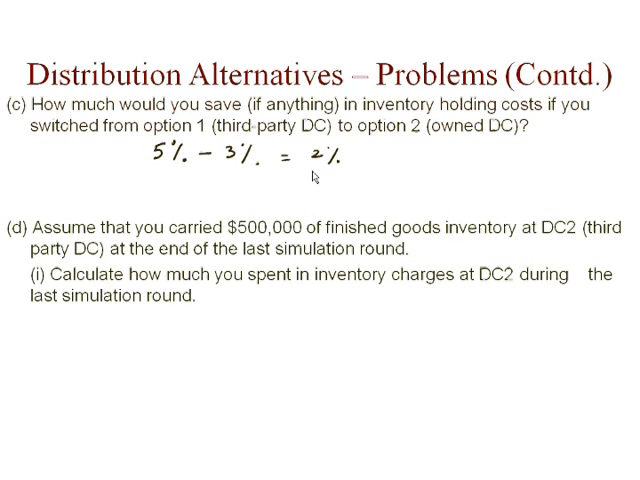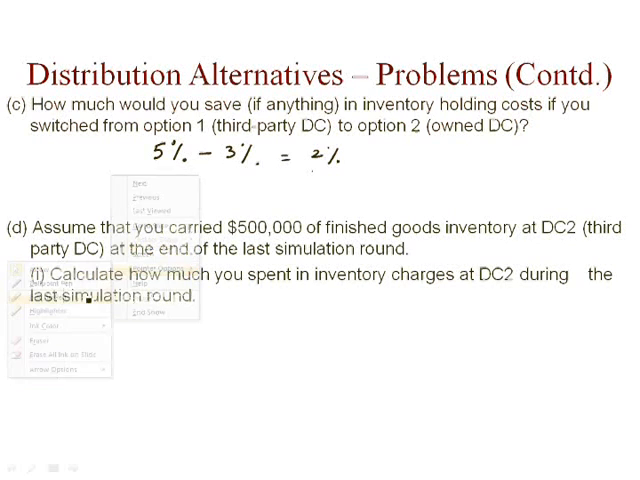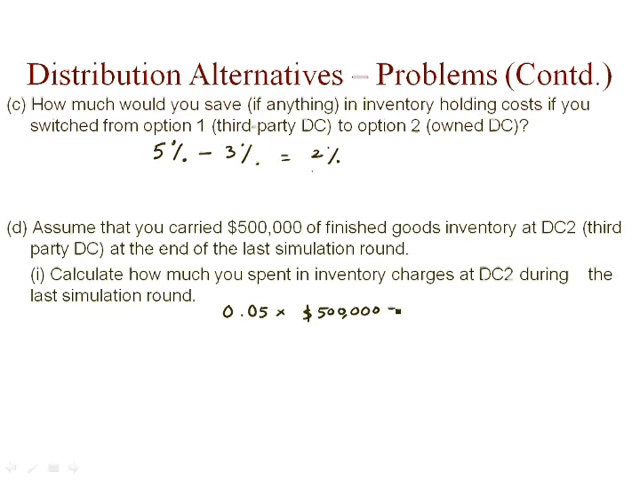Now this kind of calculation is useful to understand the rationale behind switching one way or the other. So in this case, the amount that you spent on inventory carrying cost would be 5% of that total inventory value that has been given in the problem. So that's going to be 5% of 500,000, which turns out to be $25,000.